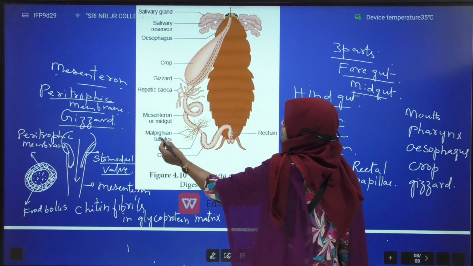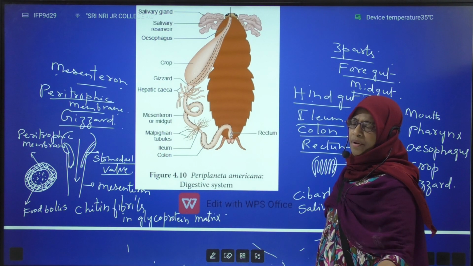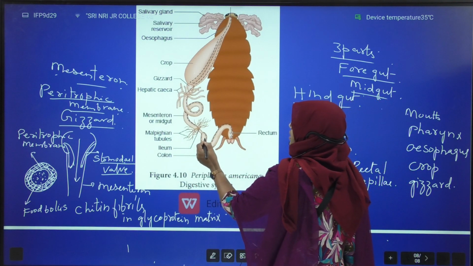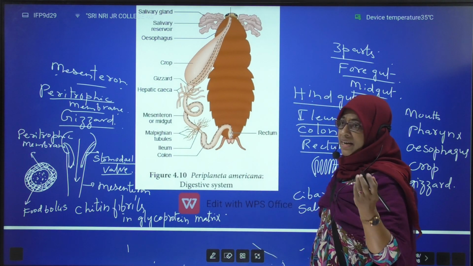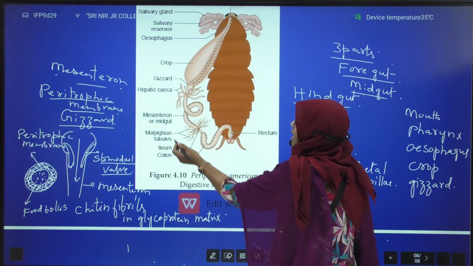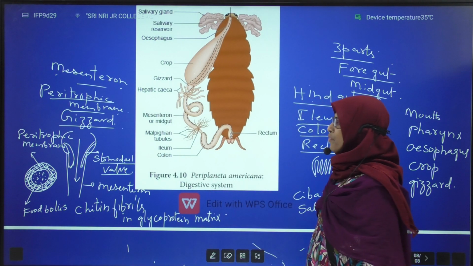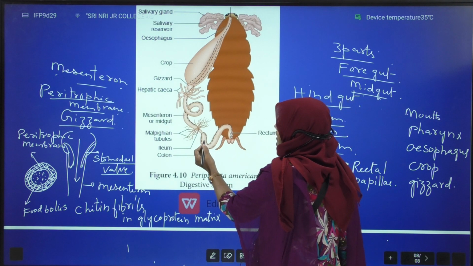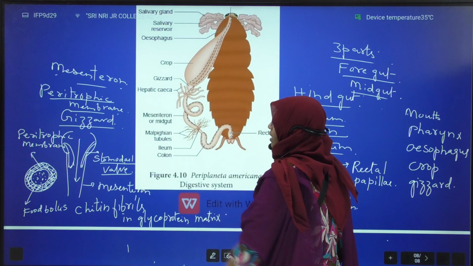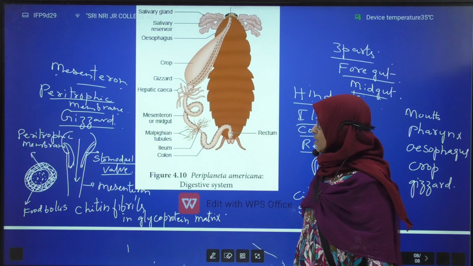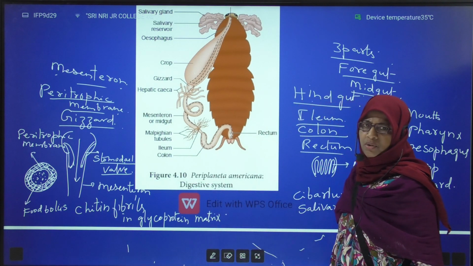These Malpighian tubules collect nitrogenous waste material in the form of uric acid from hemolymph and carry it into the ileum. So ileum is useful for collection of undigested food from the mesenteron and also collection of nitrogenous waste material in the form of uric acid. From the ileum, this undigested food material and uric acid is passed to the colon. Colon is a highly coiled tubular structure. Colon opens into rectum.